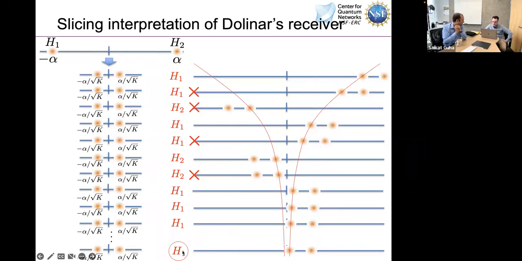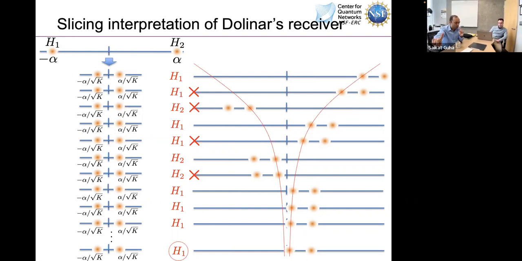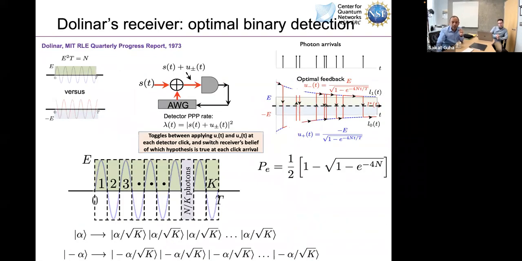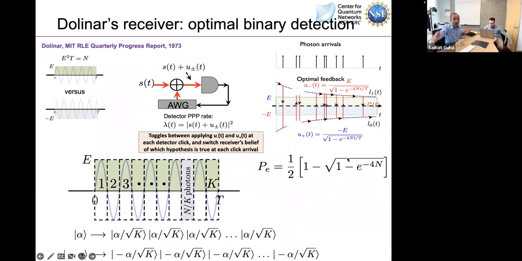A question here is, does the Dolinar receiver need asymptotically long pulses? No, not at all. That's a very good question. T can be anything. Remember the error probability formula: if you have an asymptotically long, constant-power laser pulse and make T large, your mean photon number also becomes large, and this probability of error is going to approach 0. But the Dolinar receiver works no matter what n is. And that's the beauty of this receiver.